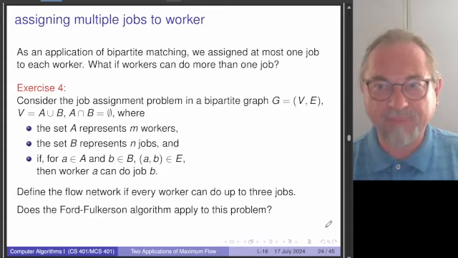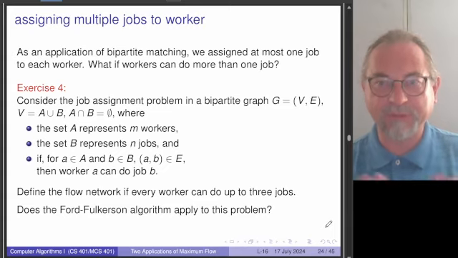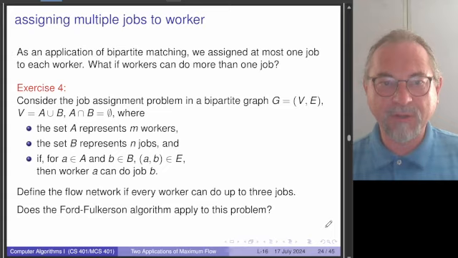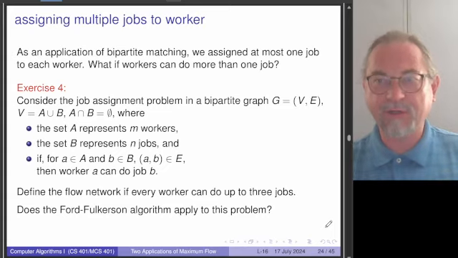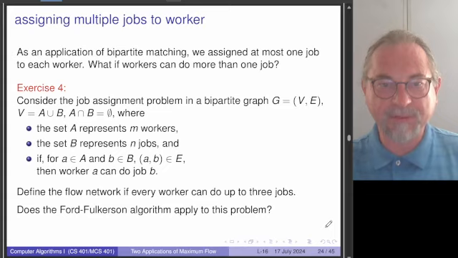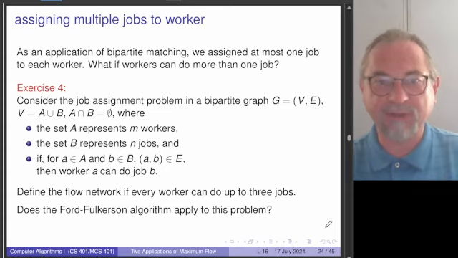Again, you have to do some reasoning here. It is important, again, that we work with integer numbers. So does the Ford-Fulkerson algorithm apply to this problem? Figure out an example with 2 workers and say 5 or 6 jobs and explain how this works.